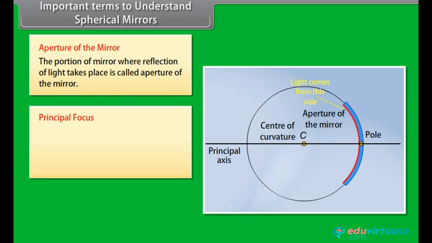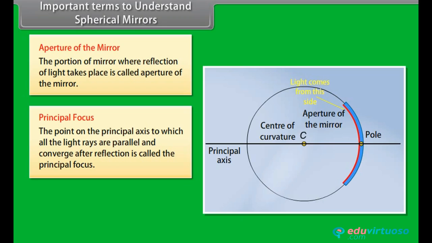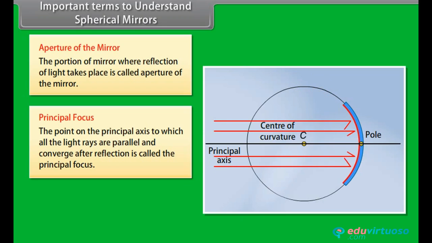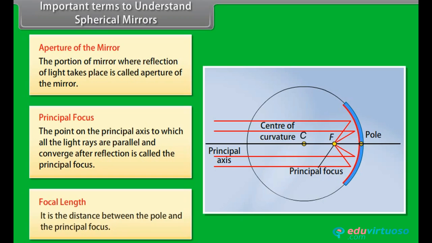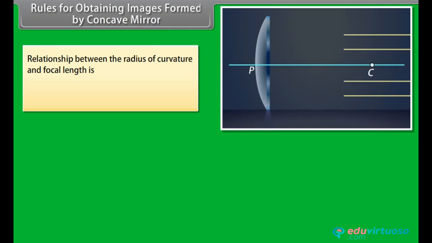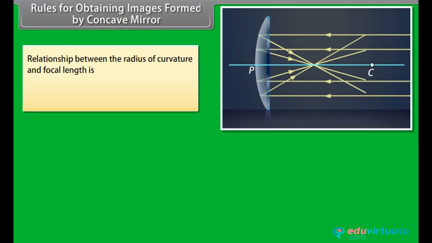Principal focus: the point on the principal axis to which all the light rays parallel to the axis converge after reflection is called the principal focus. Focal length: it is the distance between the pole and the principal focus. Rules for obtaining images formed by concave mirrors. The relationship between the radius of curvature and focal length is f equals R upon 2.